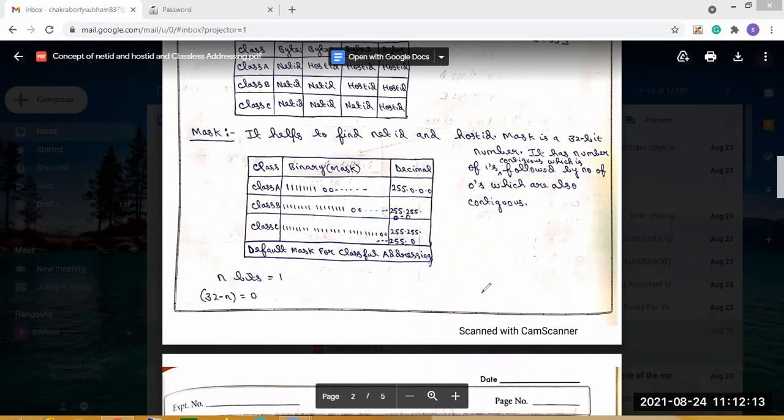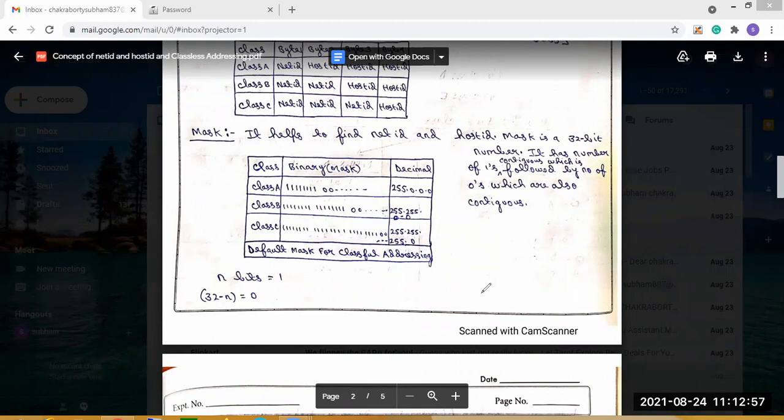Now you may ask why I didn't use the class D and class E addresses. We do not generally use class D and class E addresses, because class D address is used for multicast purposes, and class E addresses are reserved for future purposes. So that's why we do not generally use these.